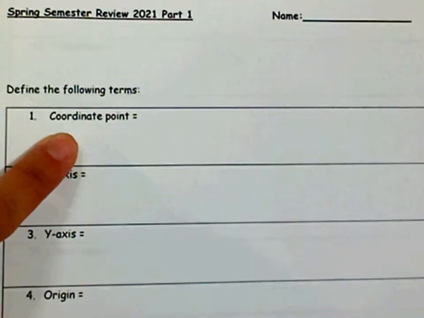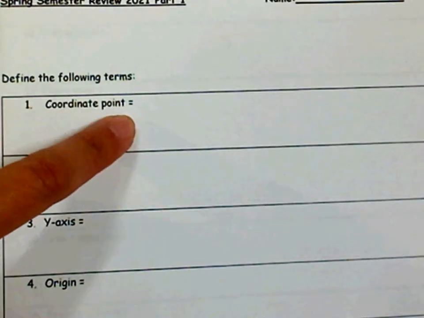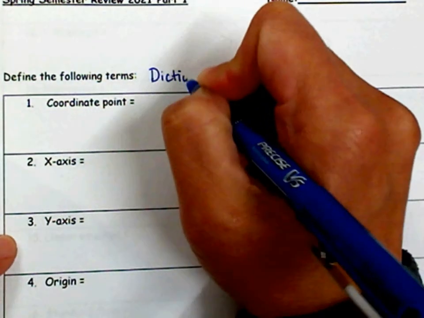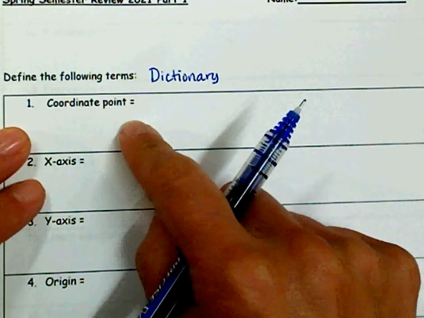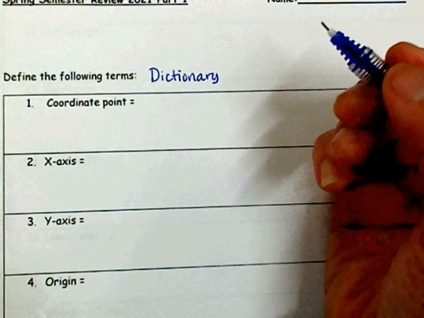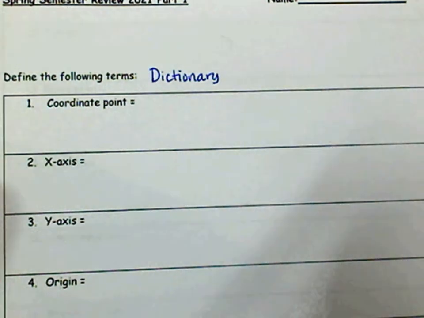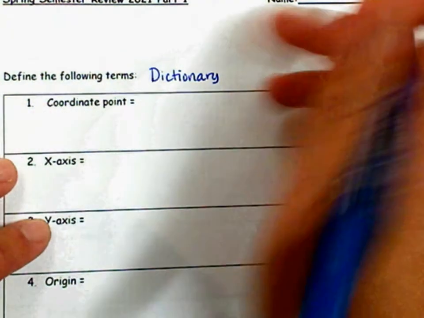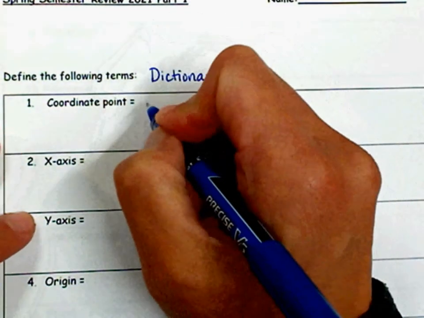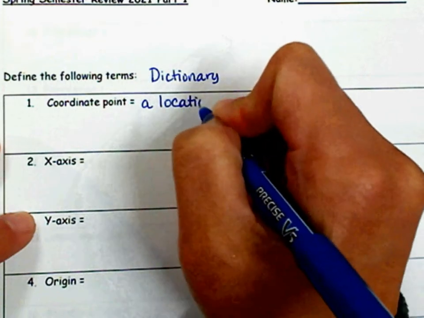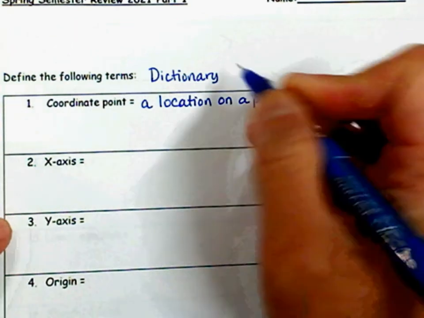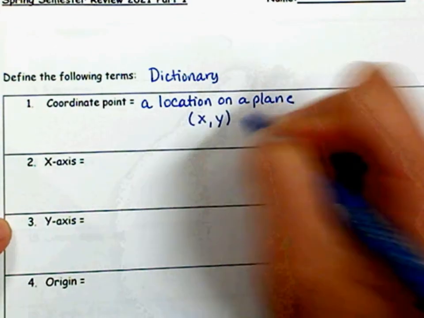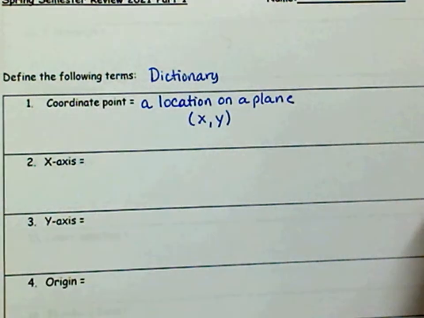The first term that you need to look up is the word coordinate point. Make sure you use a dictionary for coordinate point. A coordinate point is X and Y. It gives a location for a point. You can write this in your own language as well. A coordinate point is a location on a plane, and is usually written as X, comma, Y. That's called a coordinate point.